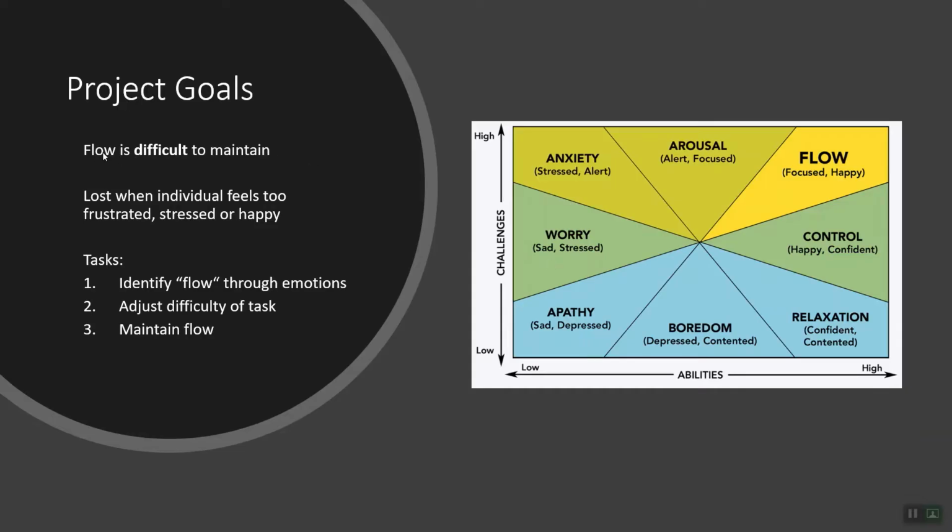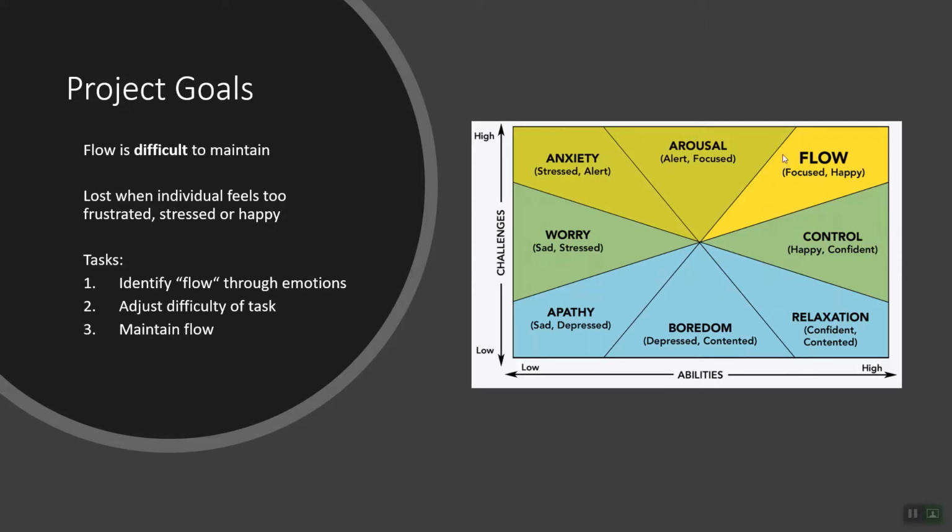So based on that description of flow, we could see that it is difficult to achieve, and it's also difficult to maintain. This image here was proposed by the psychologist responsible for our current understanding of flow, whose name I'm going to butcher, but I'll try, Mihaly Csikszentmihalyi. Apologies if I got that wrong, but he proposed this diagram, which shows that flow is in this happy little section of the diagram here, where we're balancing the challenge of the task and the abilities of the individual.